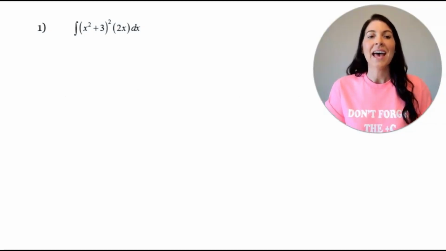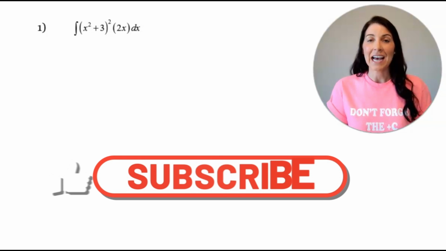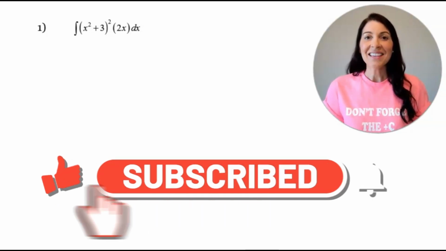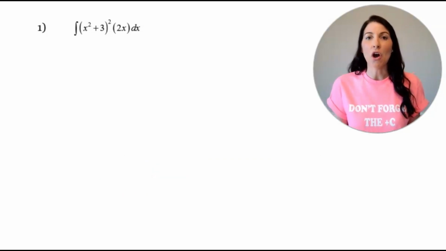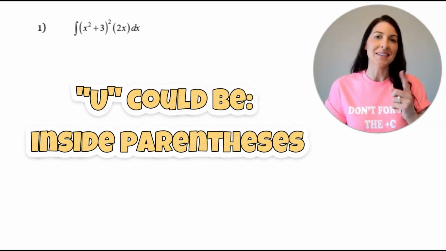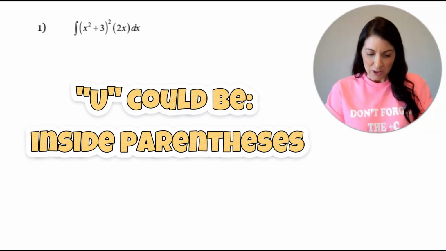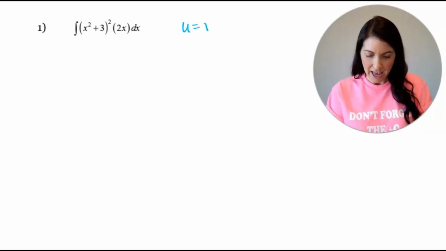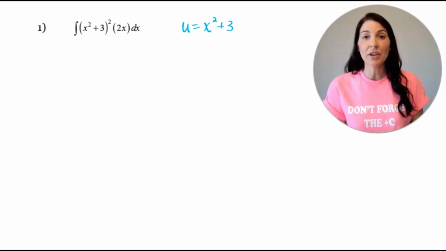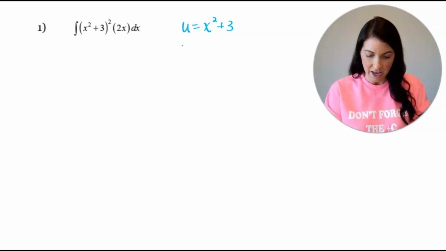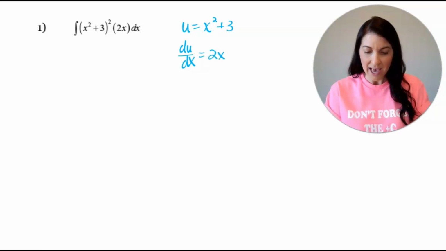So in question number 1, we want to find the integral of (x squared plus 3) squared times 2x dx. And this integral requires u-substitution. A common place that we can find our u is inside parentheses, and it's going to be that type of problem. So my u I am going to define as x squared plus 3, what is inside of parentheses. The next thing we need to do is take the derivative of u with respect to x. So du dx would equal 2x.